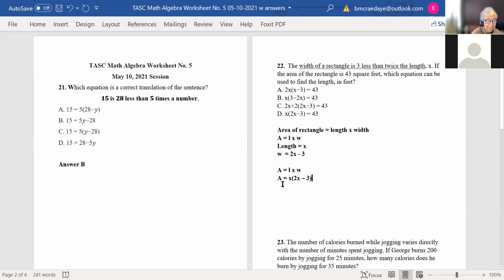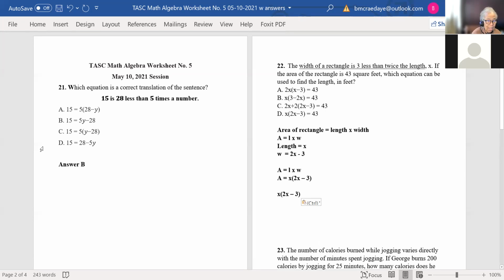But we know that this is equal to what? This is equal to area. So let me just copy that here. And what's the area? The area of the rectangle is what? 43 square feet. That's right. So that would be 43. Which answer is that? D. D as in dog. That's right. Good. I got that one right. Very good. Answer is D.